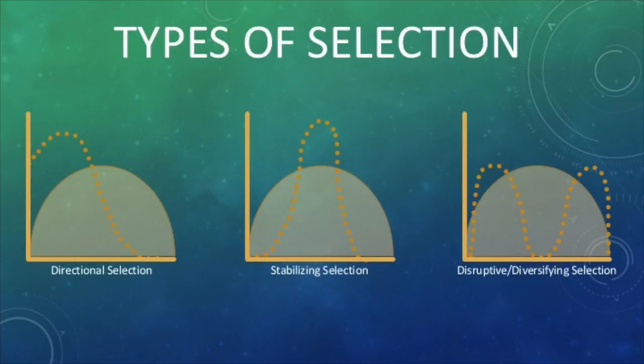Last, we have disruptive or diversifying selection. Here, we see an influx in the number of individuals that display traits on both ends of the normal spectrum for said trait. With our tigers, we would see more tigers with short tails or long tails, but fewer tigers with medium-length tails. This can create new species, hence the name diversifying. The creation of a new species is called speciation.